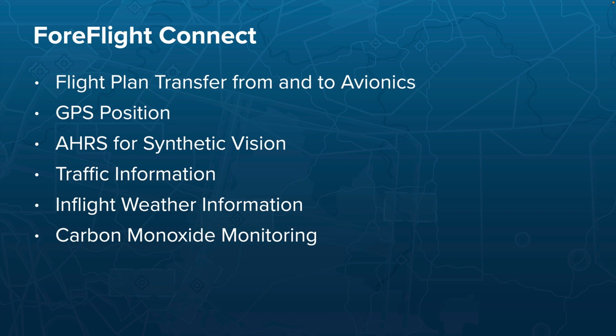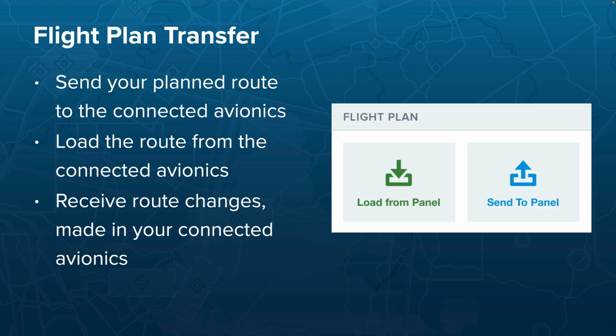The slide lists ForeFlight Mobile's capabilities when connected with supported devices. With many leading avionics systems, ForeFlight Mobile provides you with bidirectional flight plan transmission functionality. External devices can provide you with GPS and AHRS data, traffic and weather information. Finally, ForeFlight Mobile can receive the carbon monoxide level from a Sentry Plus. Bidirectional flight plan transmission functionality allows you to send your flight plan route to the connected avionics, load the route from the connected avionics, and receive route changes made in your connected device.